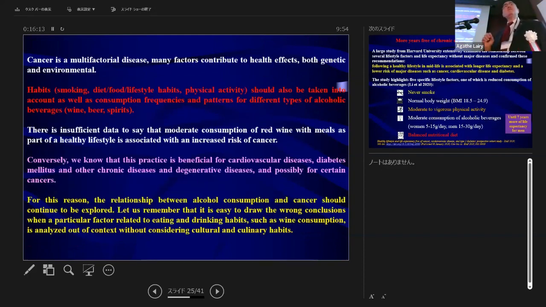Cancer is a multifactorial disease. We should also remember this point. There are many factors that contribute to health effects, both genetic and environmental. The habits are very important: smoking, diet, food, lifestyle habits, and physical activity should also be taken into account. Also the consumption frequency patterns for different types of alcoholic beverages: is it wine, beer, spirits, or something else? There is insufficient data to say that moderate consumption of red wine with meals as part of a healthy lifestyle is associated with an increased risk of cancer. So we know that the practice is potentially okay for cardiovascular disease, diabetes, and other chronic diseases, and possibly for certain cancers. We should continue to explore cancer to understand what is happening and to register the effect.